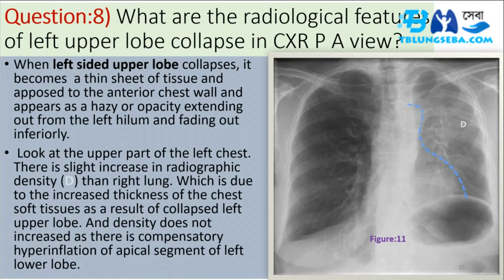Look at the upper part of the left chest. There is slight increase in radiographic density, D, compared with the right lung, which is due to the increased thickness of the chest soft tissues as a result of the collapsed left upper lobe. The density does not increase further as there is compensatory hyperinflation of the apical segment of the left lower lobe.